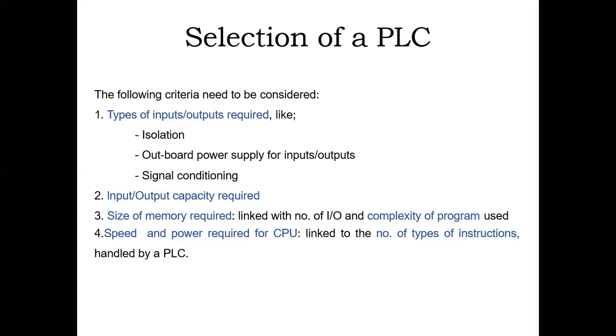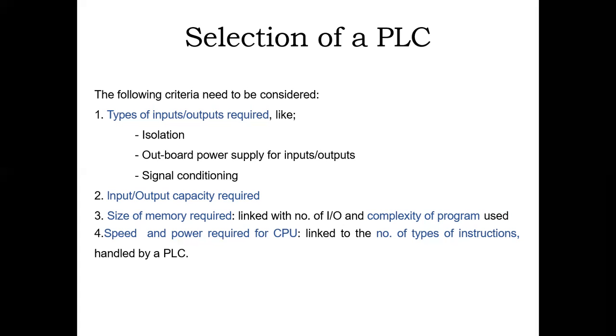So the first one is the types of input and output required. That is isolation, and output board power supply for the input and output ports. Then signal conditioning, because we are going to get data from a sensor, which gives only a small value. So we amplify the value, and we need to reduce the noise in the circuit. That is signal conditioning.